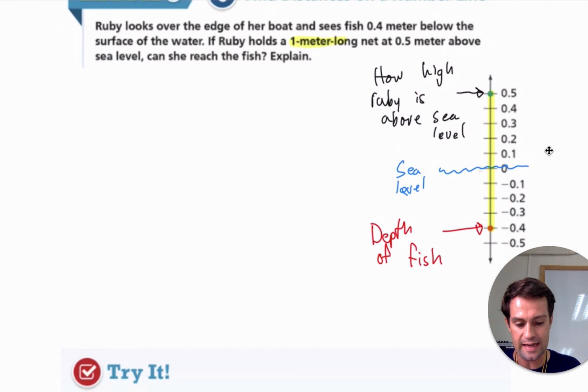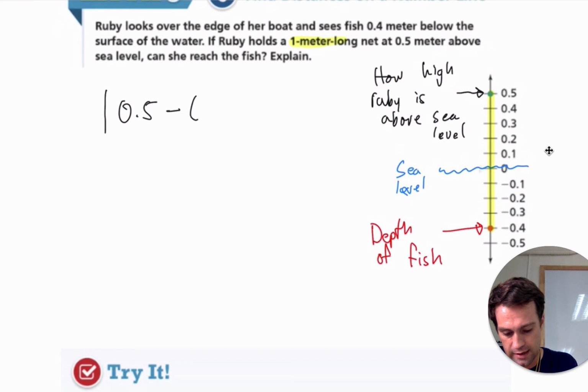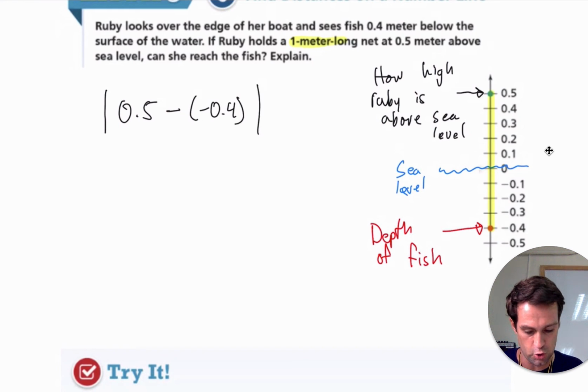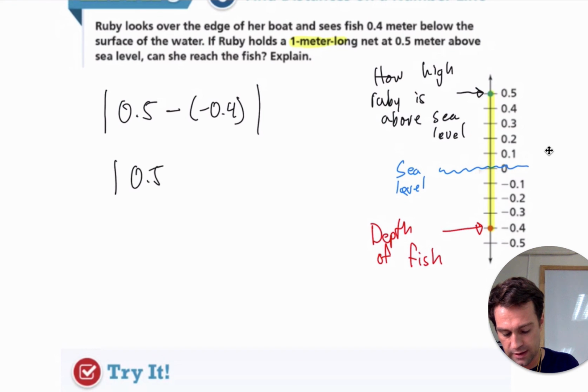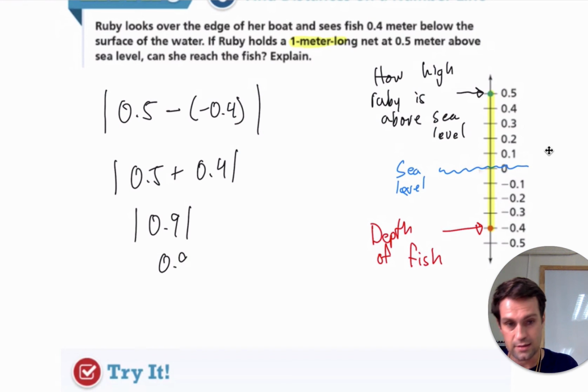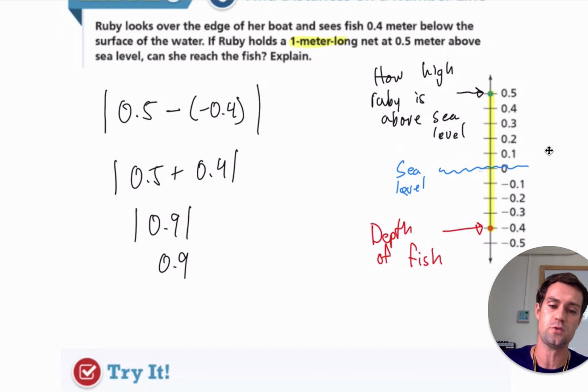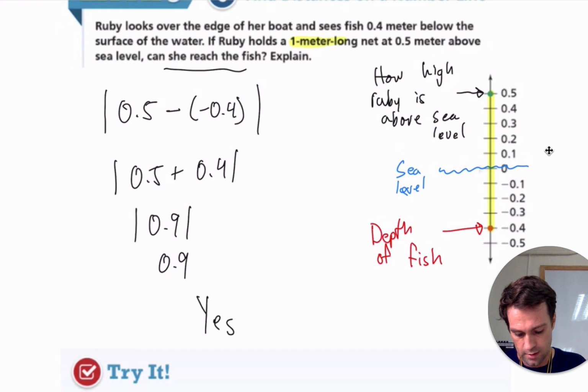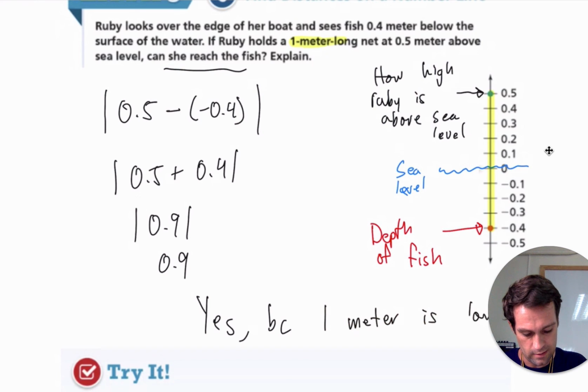So what we need to do is we need to take that distance. And a way that we can find distance is by taking the absolute value of 0.5 minus -0.4. We're taking the difference of the two. Absolute value of 0.5 plus 0.4. Absolute value of 0.9 is 0.9. Stay positive, right? It is a positive number. If you didn't take the absolute value, in this case it actually didn't matter, but to find distance we take the absolute value. So she's 0.9 away. Can she reach it? Yes, because 1 meter is longer than 0.9 meters. Okay?